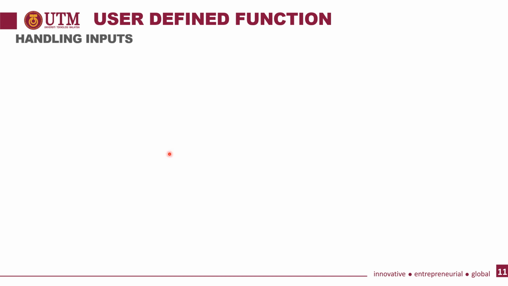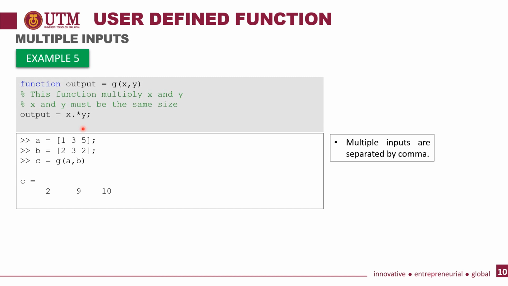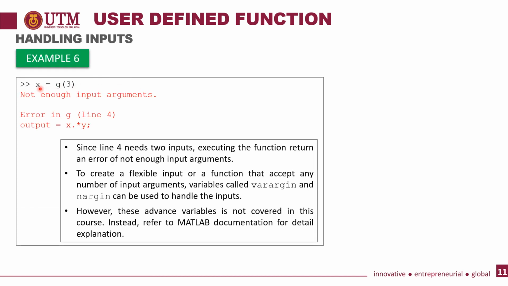Next is handling inputs. Previously we initialized a function g with two inputs, x and y. Then when we call our function, we call function g but give only one input. The function has two inputs, but we only give one input. So MATLAB will return an error because there are not enough input arguments.